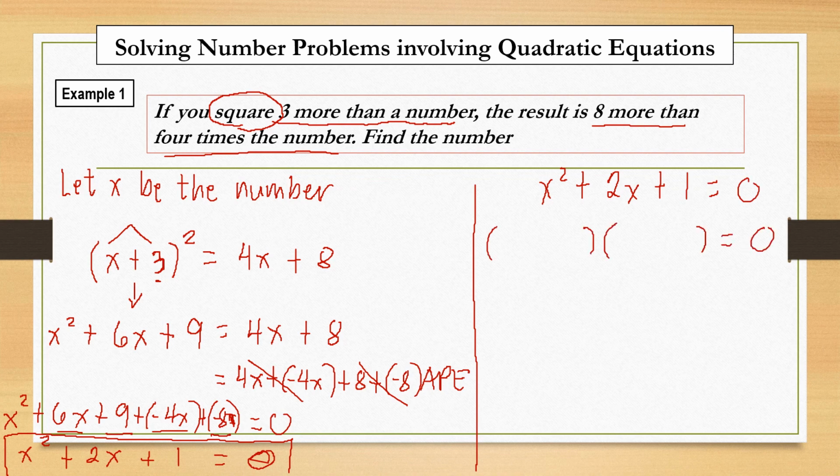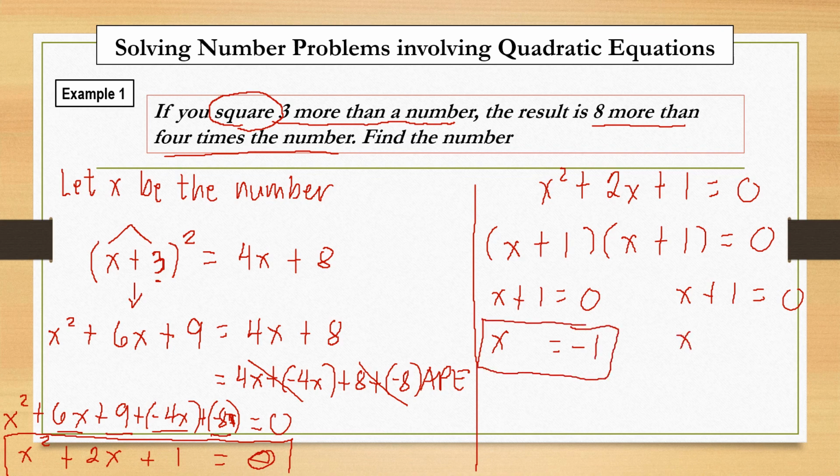So we have x plus 1 times x plus 1. By zero product property, we have x plus 1 is equal to 0. x plus 1 is equal to 0. Solve for x, we have negative 1. As you can see, both are negative 1. So the given equation has only one solution, which is negative 1. Therefore, the number is negative 1.